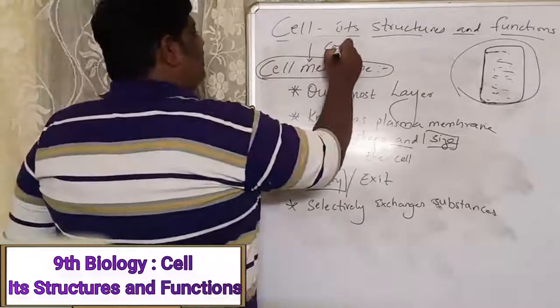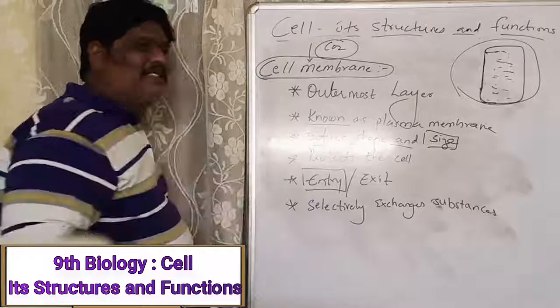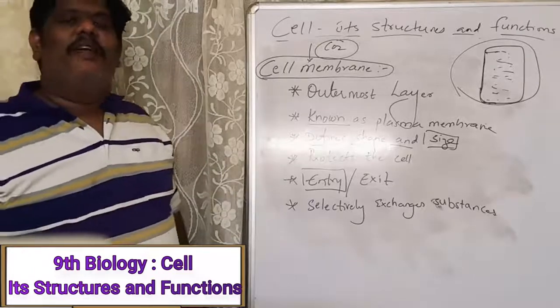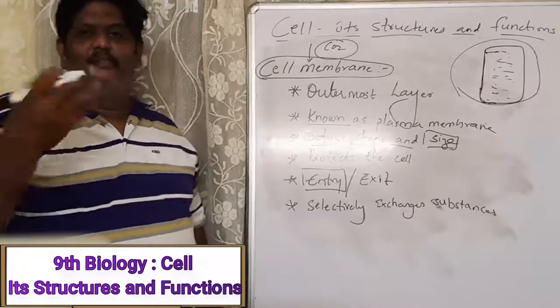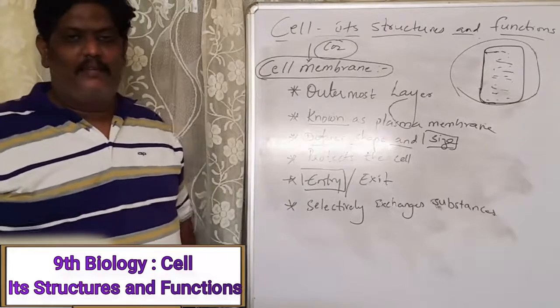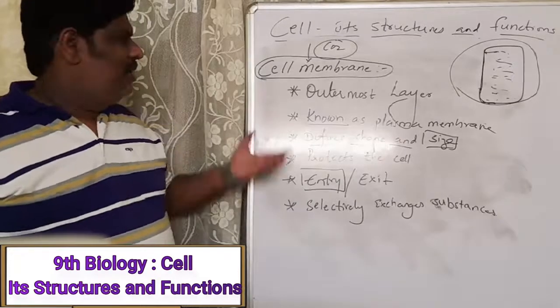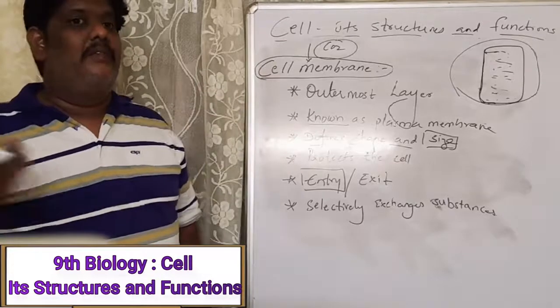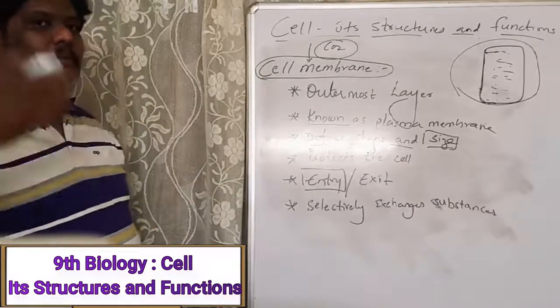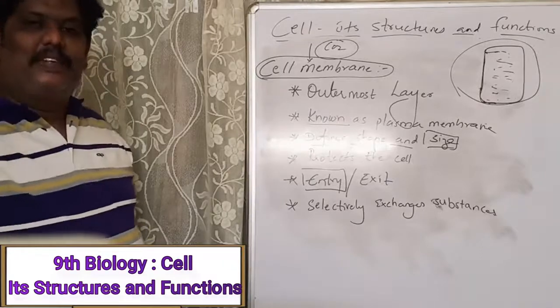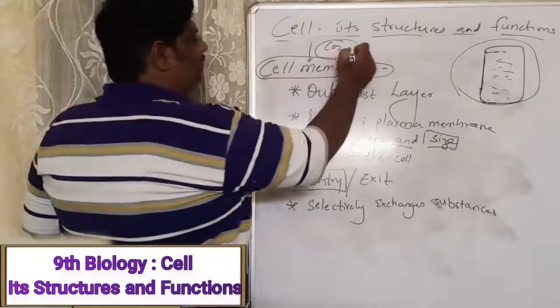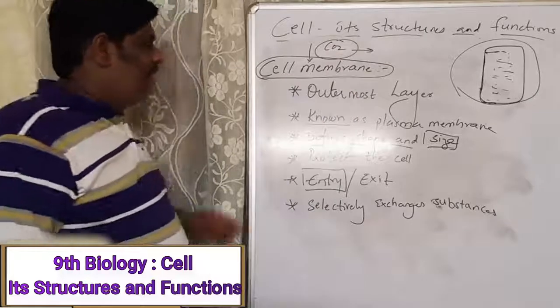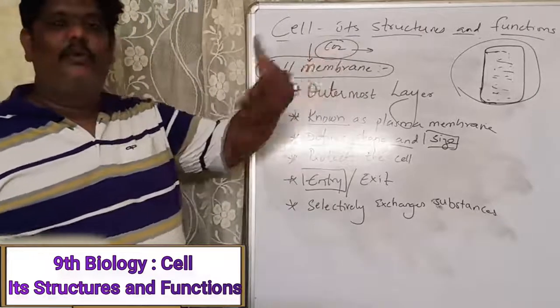Carbon dioxide is formed, and this carbon dioxide cannot stay in the cell for a long time. If it stays in our body for a long time, you will definitely leave this world. So that's the reason why the carbon dioxide should go out of our body. It should leave our body. If it has to exit from our body, it should exit from the cell. So the cell membrane will allow the carbon dioxide to go outside.